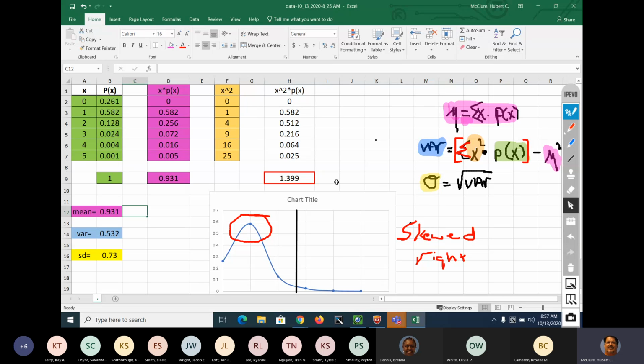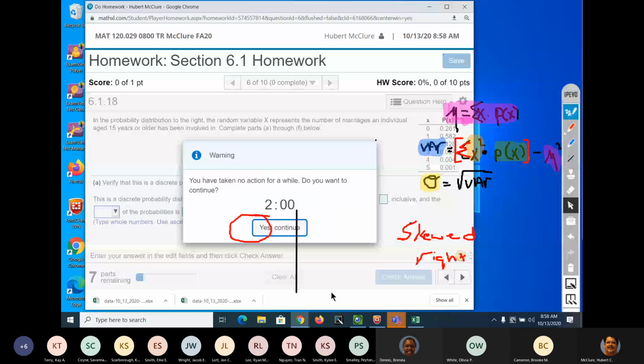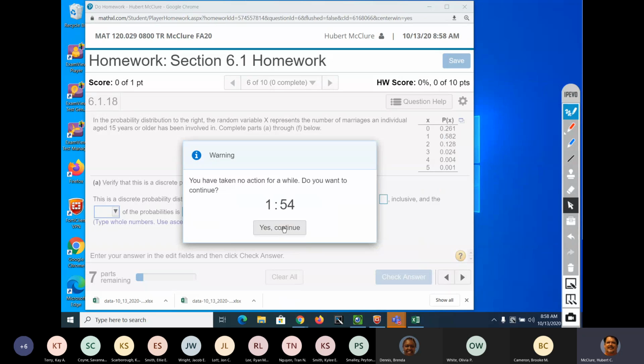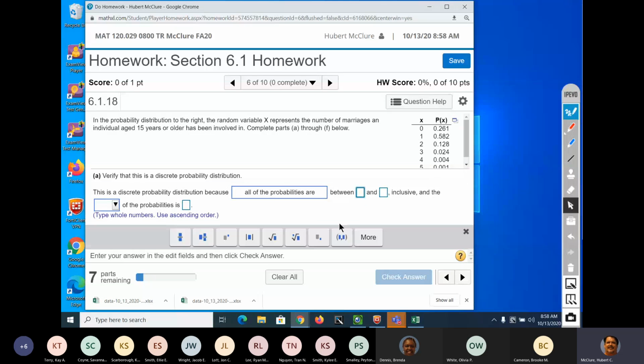So I hope you got all this written down because we need to go over to the question and see what it asks. Okay, so I'm gonna write this down because if I ask y'all, y'all not gonna tell me. So I'll just write down the mean is equal to 0.931 and the variance is equal to 0.532 and the standard deviation is equal to 0.73 and it is skewed right. We said that, and I'll just go back and see what it asks for now. And where's my question? There it is. And I'm going to delete all this. Yes, continue. All right, this is a discrete probability distribution because all of the probabilities are between 0 and 1.